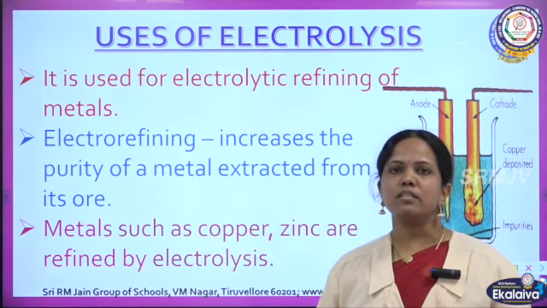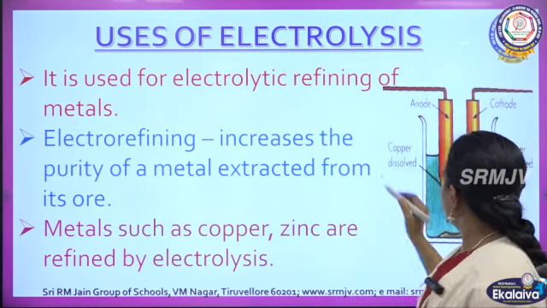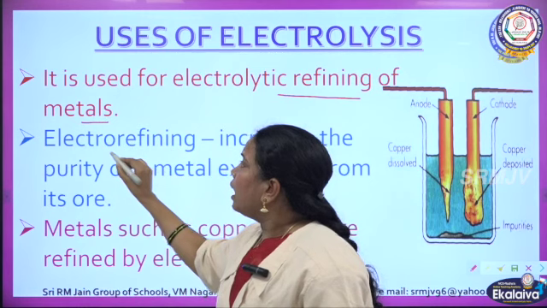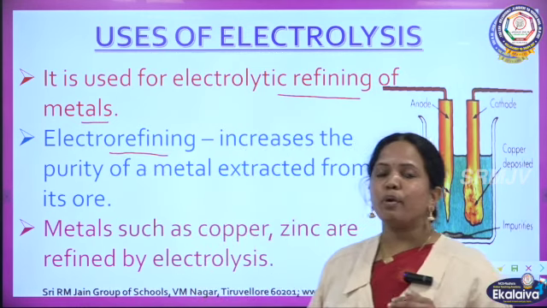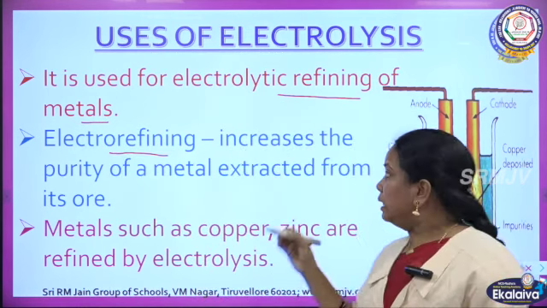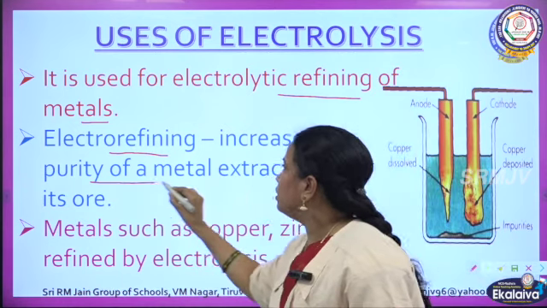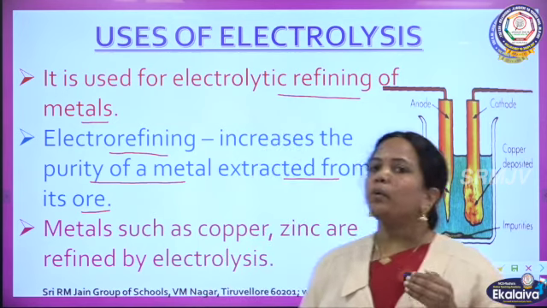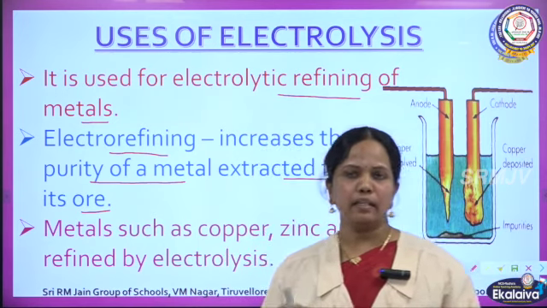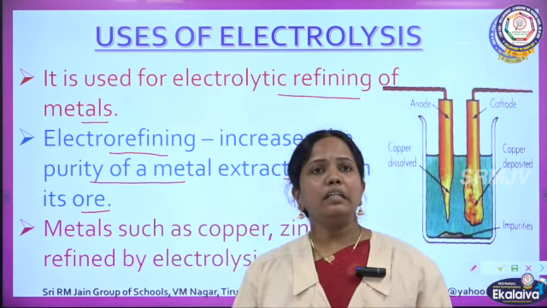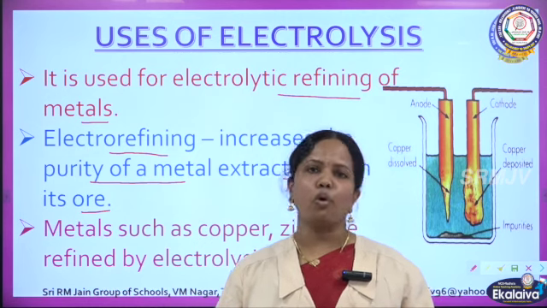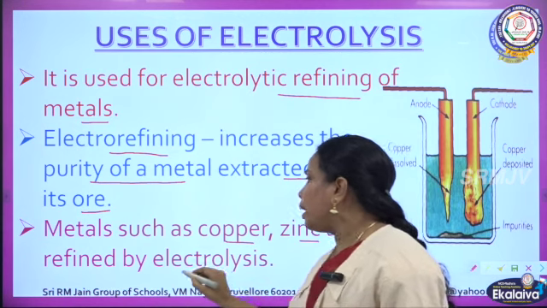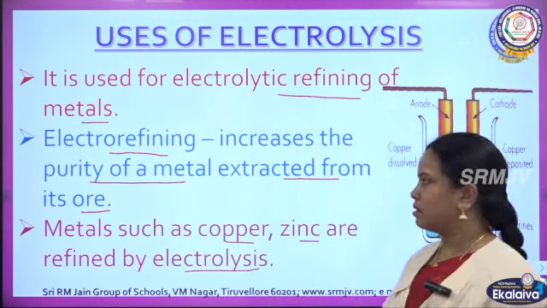Let us discuss the uses of electrolysis. Electrolysis has many uses in science and industry. It is used for the electrolytic refining of metals. Electrolytic refining refers to the process of electrolysis to increase the purity of a metal extracted from its ore. What do you mean by ore? A mineral from which a metal can be extracted conveniently and profitably is known as ore. Metals such as copper and zinc are refined by the process of electrolysis.